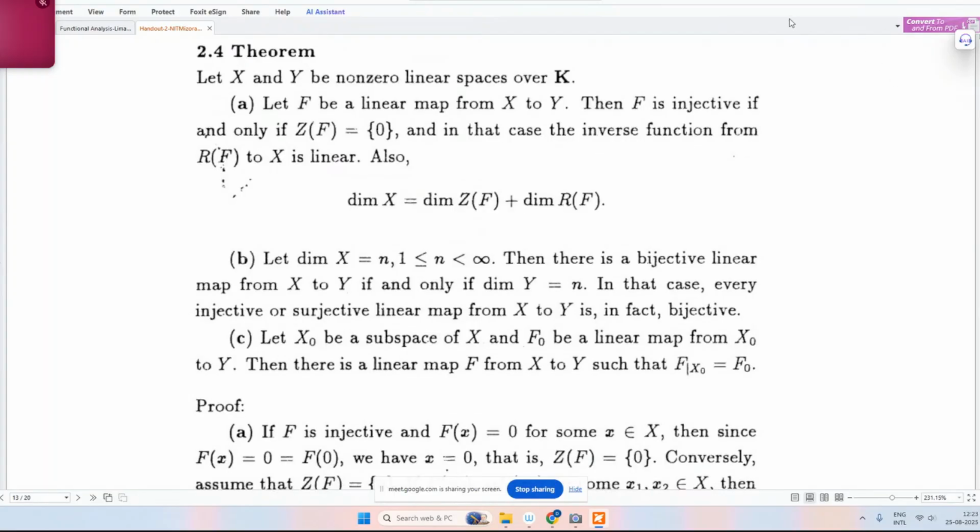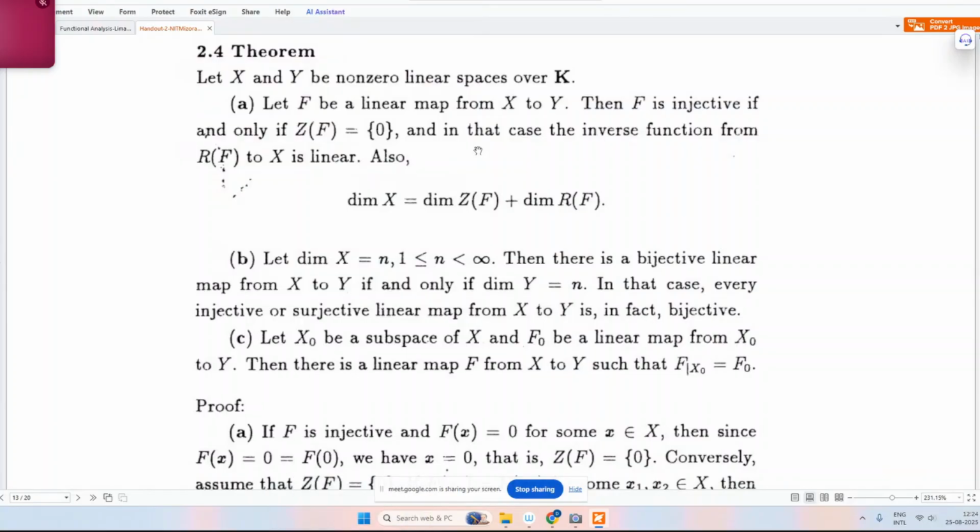You have to be careful here. We are not saying the function is invertible. The range of F need not be Y, but on the range, the inverse will be linear. That means if the function is linear, then, so this is the second, you have done this theorem or not? Theorem 2.4.